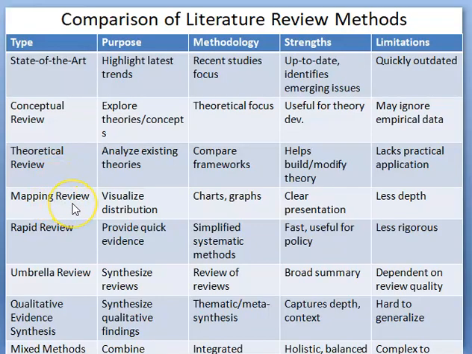Then the mapping review, which helps in stratification of the review process. Then there is a rapid review, which provides quick evidence. The umbrella review, which is a review of reviews, and lastly the qualitative evidence synthesis, in which we try to synthesize the findings of the qualitative research. I hope this video is useful to you.